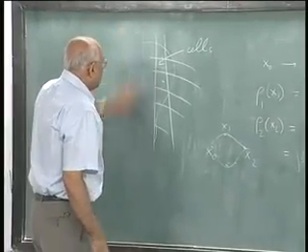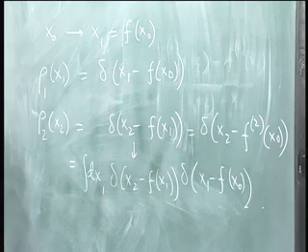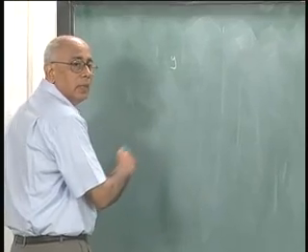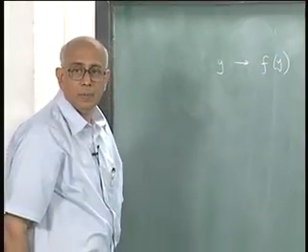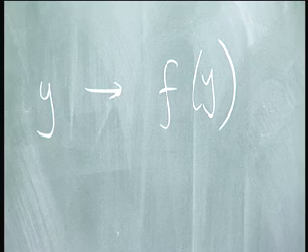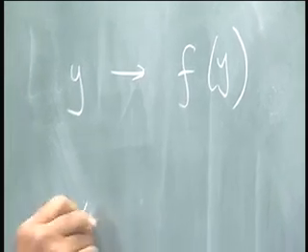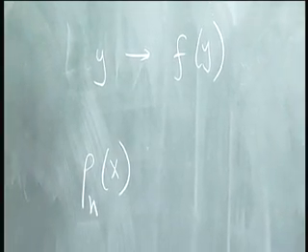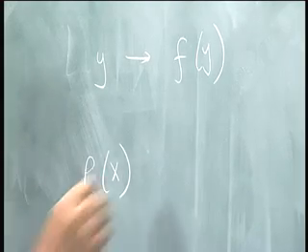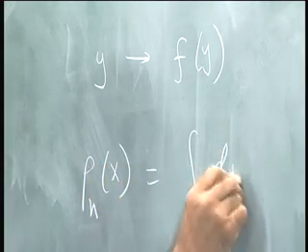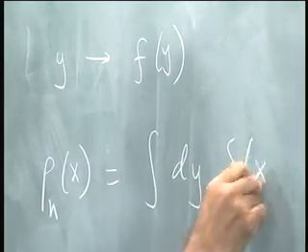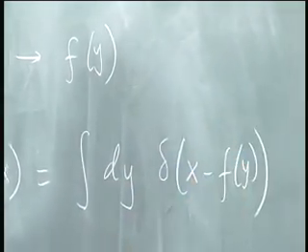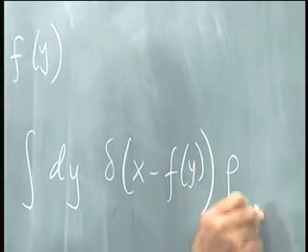So now what is the moral of the story? If you give me a point y, under the iteration it goes to f of y. Therefore if I ask after n time steps what is the probability density in x, this is equal to an integral over all y's of the delta function of x minus f of y, multiplied by rho n minus 1 of y.